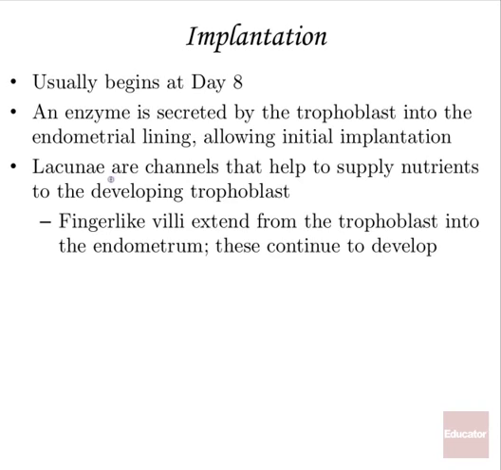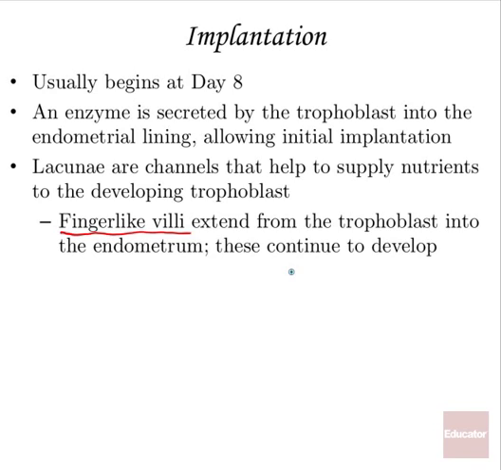Lacunae, little holes or little channels that help to supply nutrients to the developing trophoblast from the blood supply of the endometrium. And there are these finger-like villi. They look like little finger-like projections extending from the trophoblast into the endometrium, and these continue to develop to start to kind of suck nutrients into this area. I should rephrase that. Initially, what happens is just diffusion. It's diffusion of nutrients, so they're not really sucking it, into the trophoblast region.